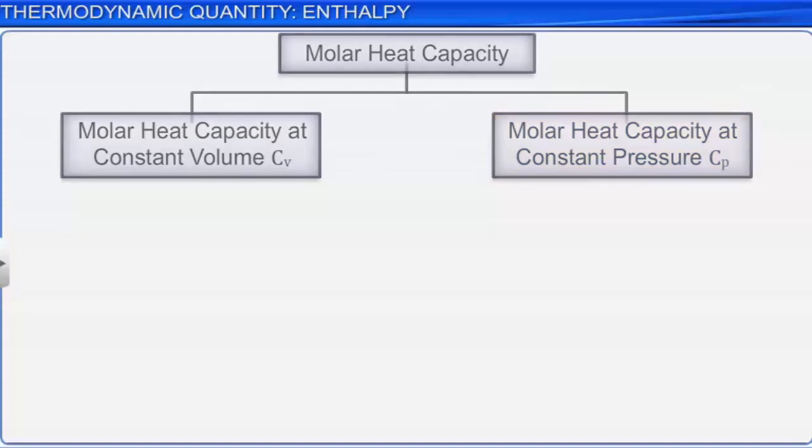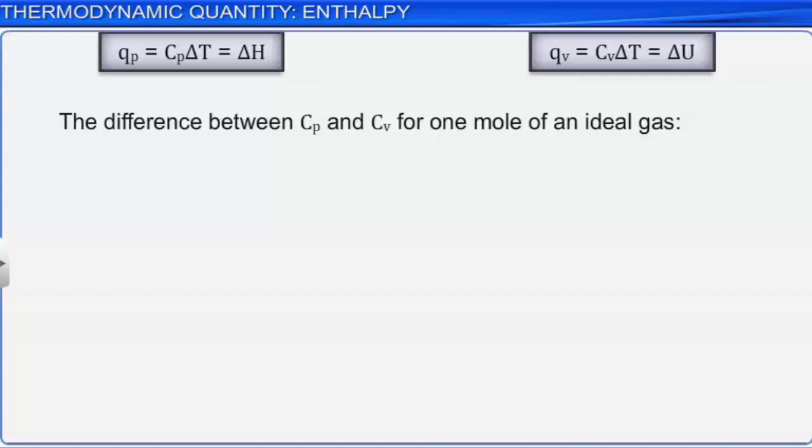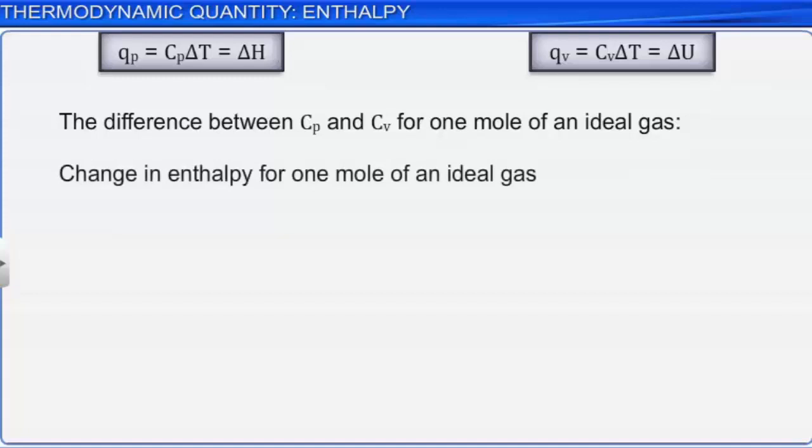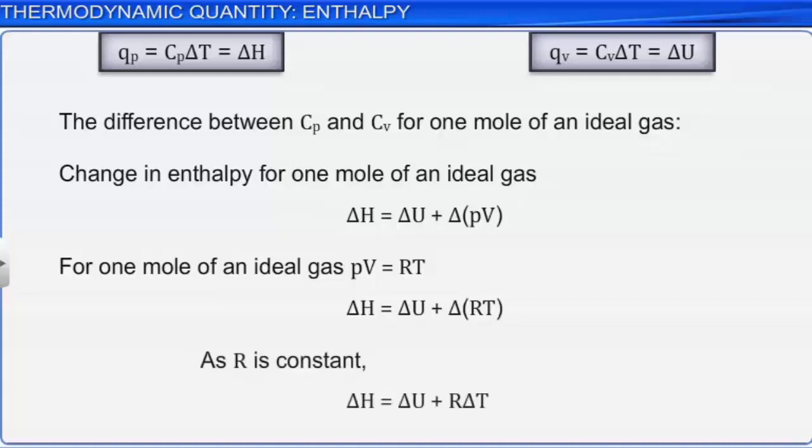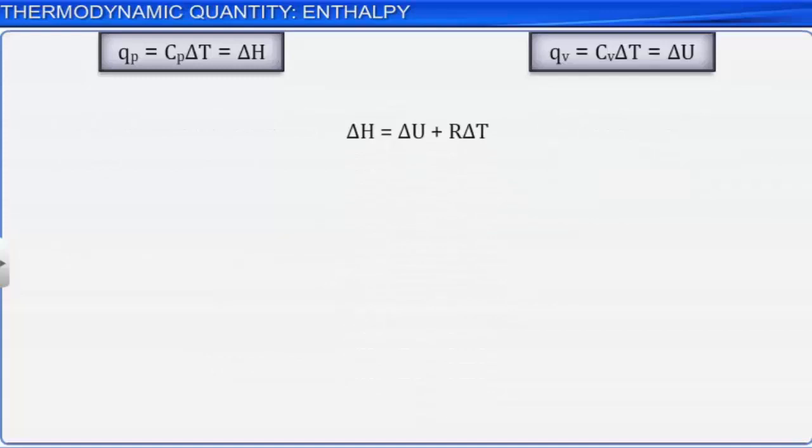The difference between Cp and Cv for 1 mole of an ideal gas can be derived as follows. The change in enthalpy for 1 mole of an ideal gas can be written as delta H equals delta U plus delta(PV). For 1 mole of an ideal gas, PV is equal to RT. Hence, the equation can be written as delta H equals delta U plus delta(RT). As R is constant, the equation can also be written as delta H equal to delta U plus R delta T. On substituting the values of delta H and delta U in the equation, we get Cp multiplied by delta T equals Cv multiplied by delta T plus R delta T. Since delta T is equal to 1, we can write the equation as Cp equal to Cv plus R, or Cp minus Cv is equal to R.